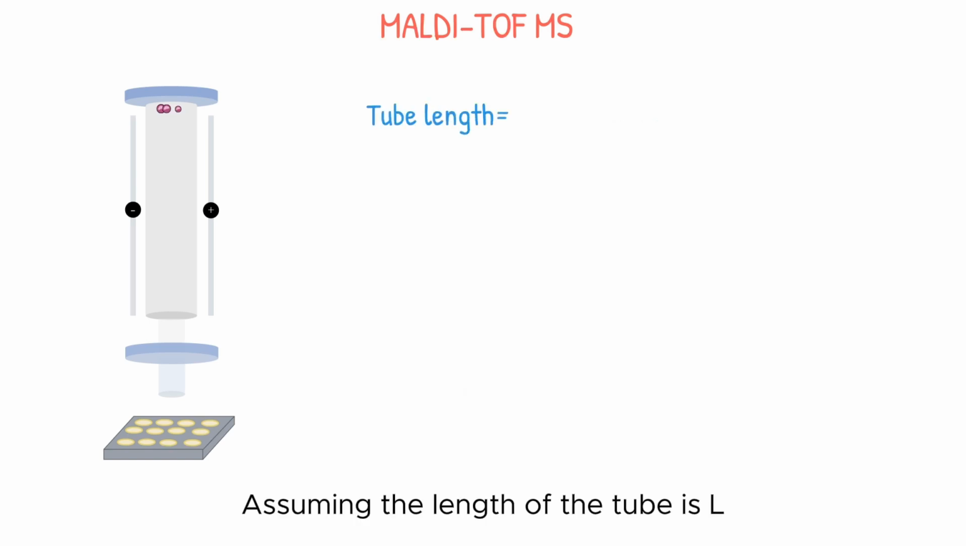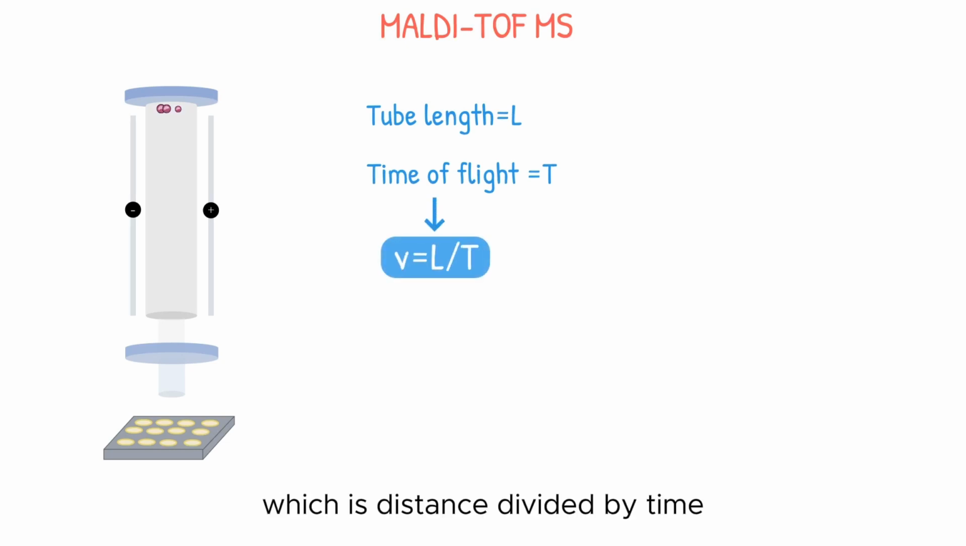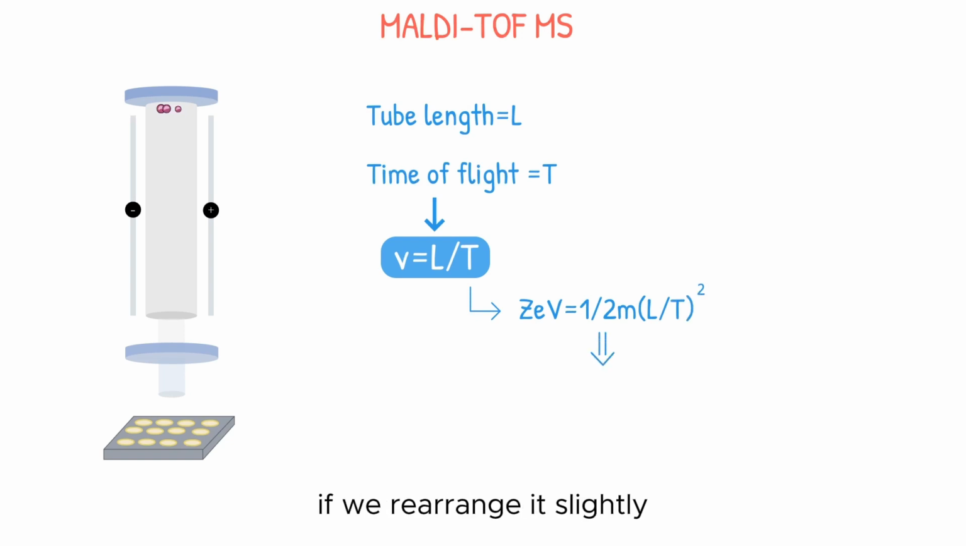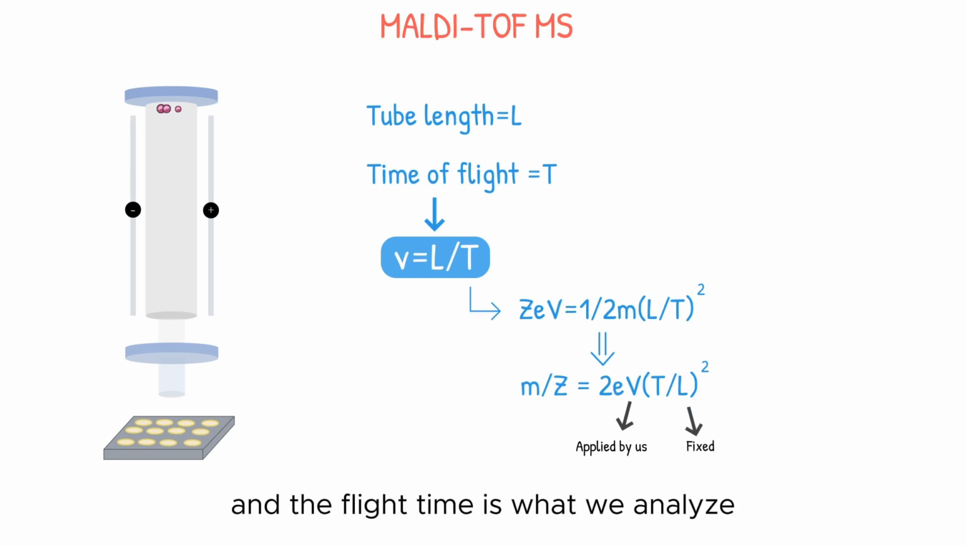Assuming the length of the tube is L and the flight time is t, the particle's velocity is v equals L over t, which is distance divided by time. Now we can rewrite this equation as zeV equals 1/2 m times (L over t) squared. From this equation, if we rearrange it slightly, we obtain the mass-to-charge ratio, or m over z: m over z equals 2eV t squared over L squared. V is the voltage we apply, so we know its value. L is the tube length, which is fixed, and the flight time is what we analyze in this detection method. Just by analyzing these parameters, we can understand the mass-to-charge ratio of the sample molecules.